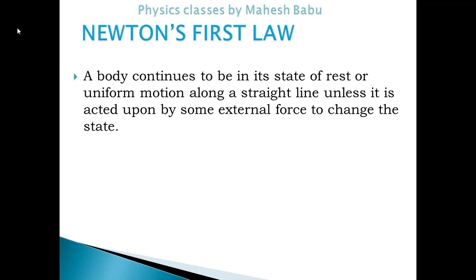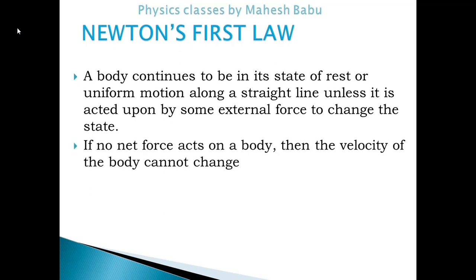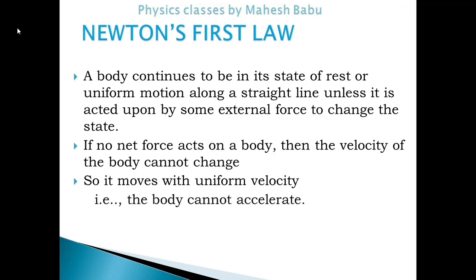If it is at rest, it continues to be at rest. If it is in motion, it continues to be in motion. If no external force acts on the body, its velocity will not change. Velocity of the body cannot change, so it moves with uniform velocity. If there is no change in velocity, then it is automatically uniform velocity. So when the body has uniform velocity, it cannot accelerate.